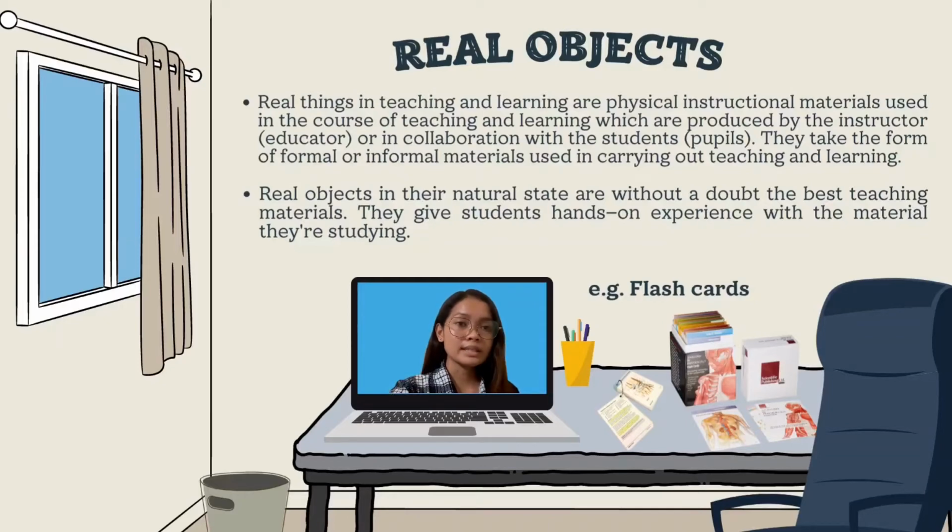So one example of real object is flashcards. Due to their small size and effective use in rapid sequences, flashcards are used as a real thing in the learning process. They are used primarily in language, training, testing, or to emphasize keywords or actions.